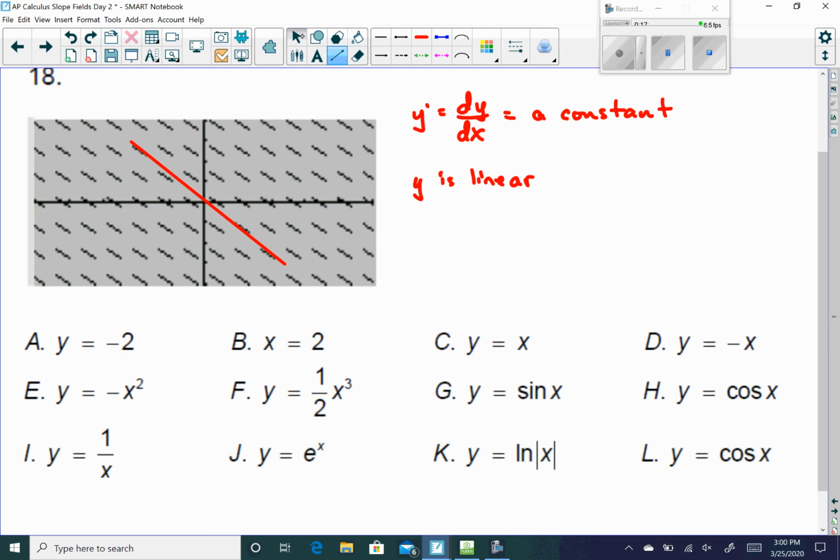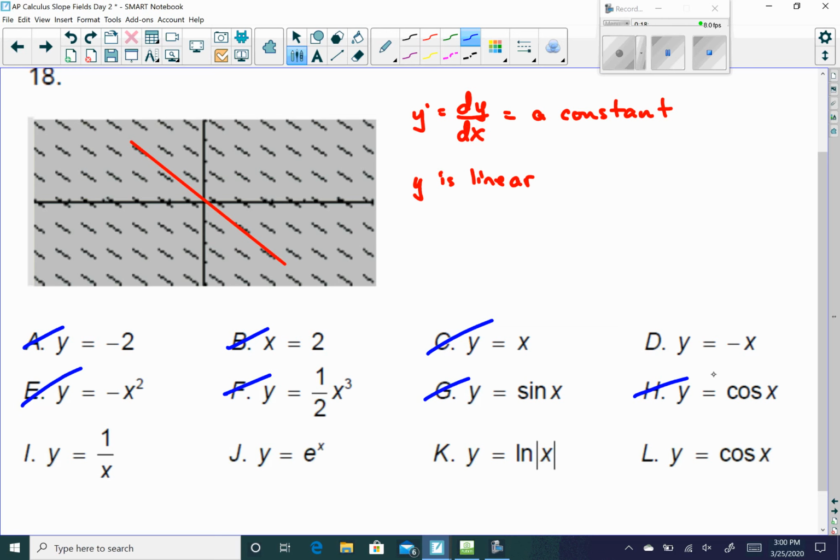So we know we're looking for something in slope-intercept form. So we could rule out A is that y equals a constant. B would be a vertical line, x equals 2. Y equals x, that's a positive slope. This one definitely has a negative slope. Y equals negative x could be a possibility, so we'll leave that there. Y equals negative x squared, that would give us a quadratic or a parabola. This is a cubic function.